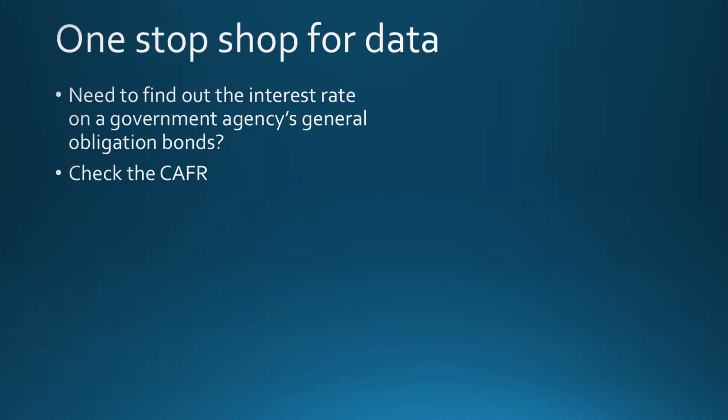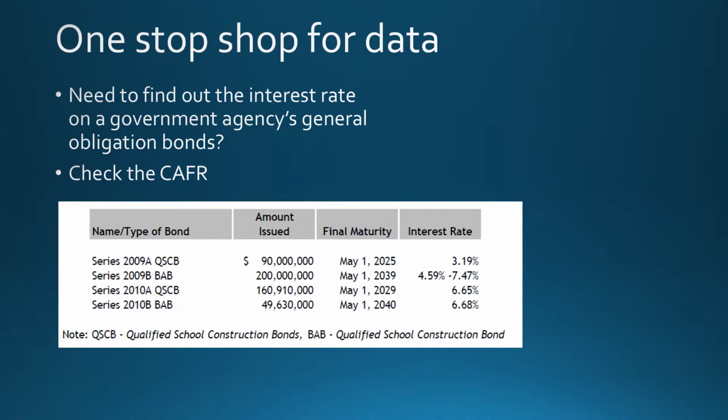As I was saying, they really are a one-stop shop for data. If you needed to find out the interest rate on a government agency's general obligation bonds, check the CAFR. It's usually there. And here in Detroit Public Schools, they list how much was issued in individual years, what the maturity date is, and the interest rate or range of interest rates.